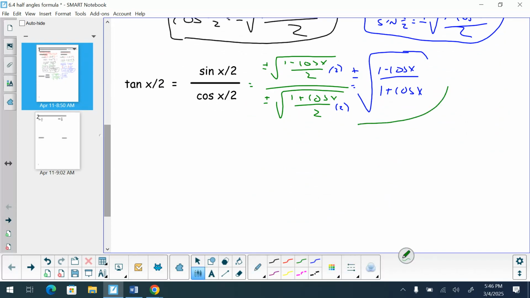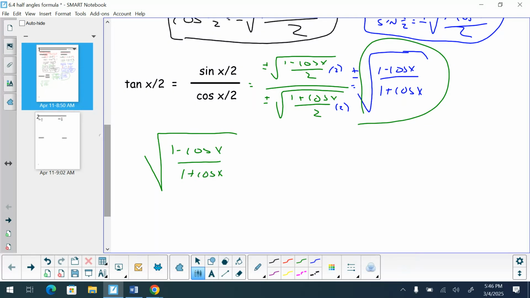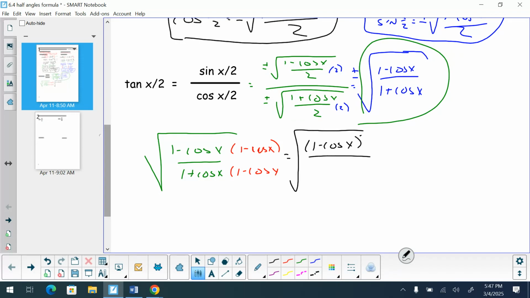This is fine to utilize, not a problem. But if we would take this and multiply top and bottom by 1 minus cosine of x, we are left with 1 minus cosine of x squared. And then if I would FOIL this out, it's sort of like a conjugate, we have 1 minus cosine squared of x.